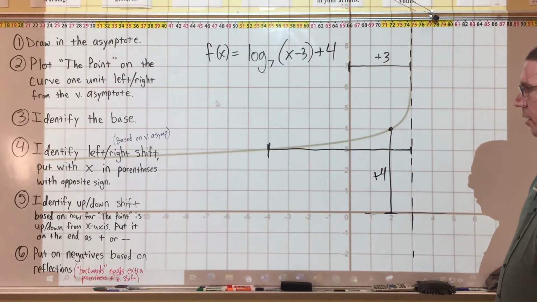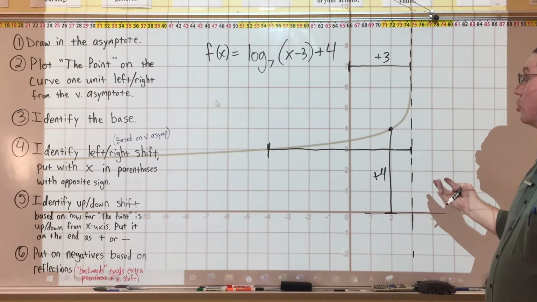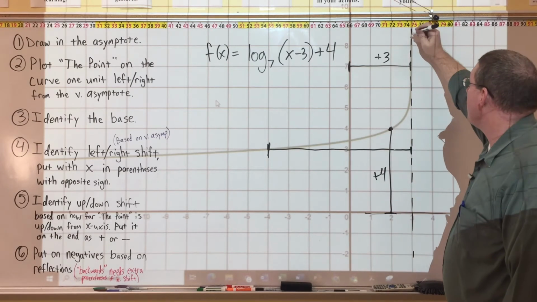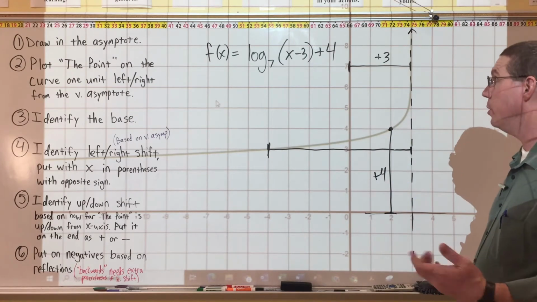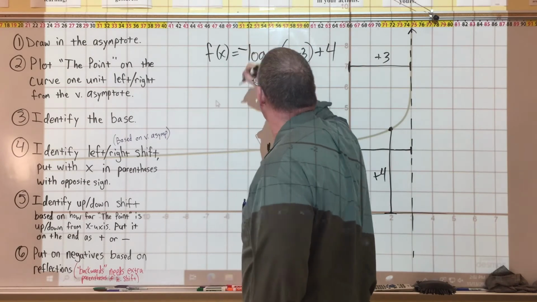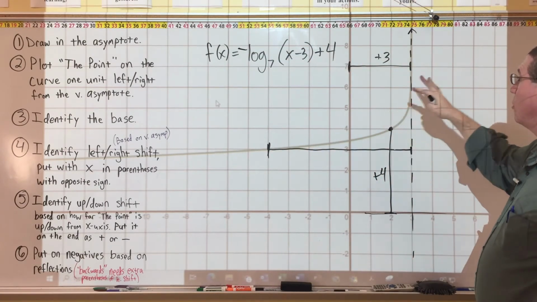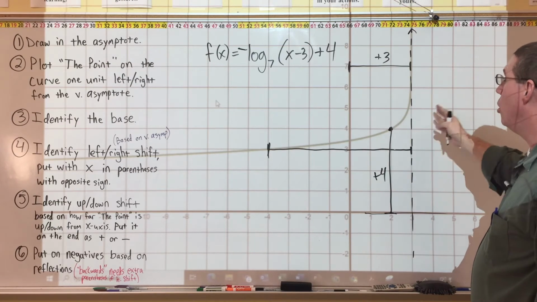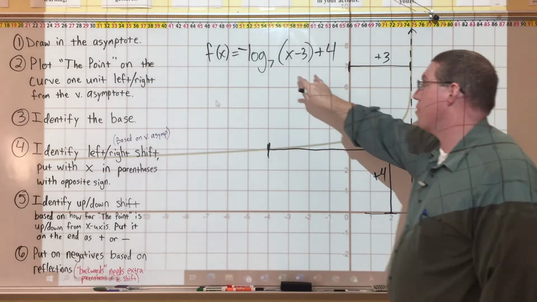Last thing we're going to do here is put on negatives that are based on the reflections. Well, this has actually 2 reflections. You'll see that the steep part goes up instead of down. That means it's upside down. So we know we're going to put a negative on the front of the logarithm. Also, the curve is on the left side of the asymptote instead of the right side of the asymptote, which means that it's backwards. So we have to put a negative on the x minus 3.